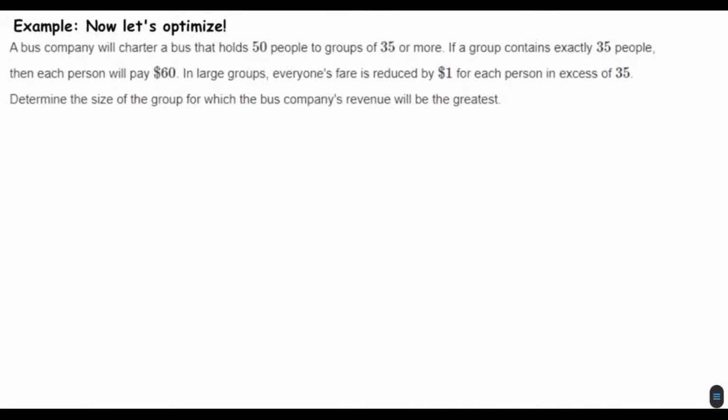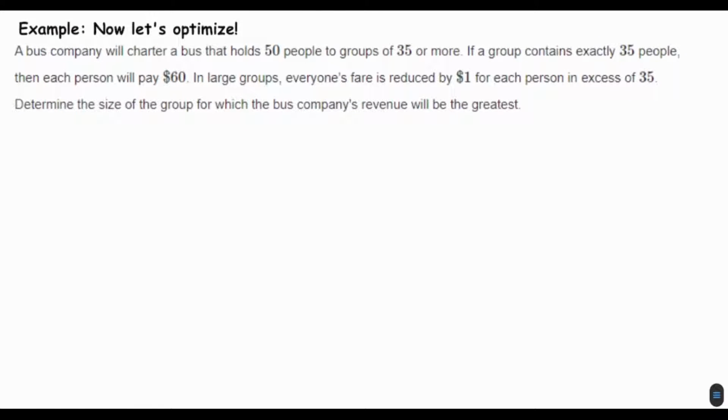A bus company will charter a bus that holds 50 people to groups of 35 or more. If a group contains exactly 35 people, then each person will pay $60. In large groups, everyone's fare is reduced by $1 for each next person in excess of 35. Determine the size of the group for which the bus company's revenue will be the greatest.